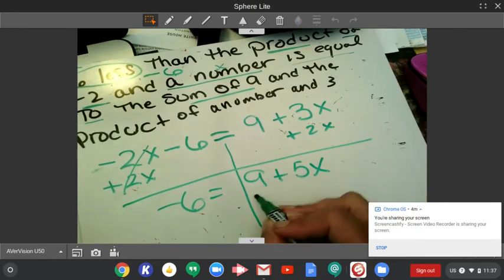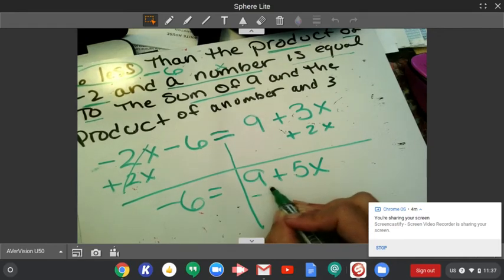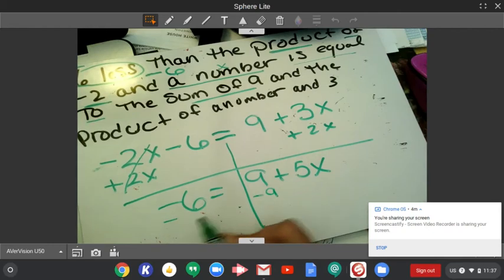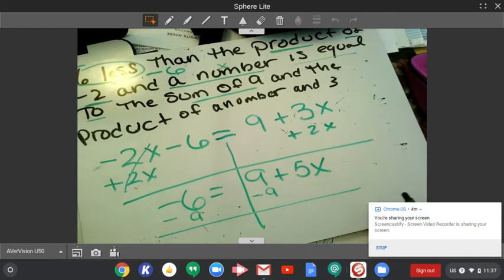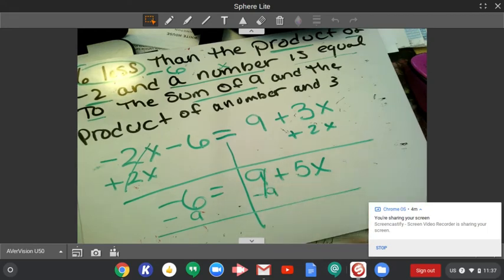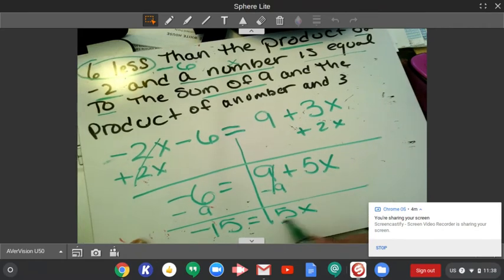Next step, I want to move the 9 away from the 5x so I can get it by itself. I'm going to subtract 9. Because there's no sign in front of the 9, it's a +9. That cancels out. I get -15 equals 5x. I am going to divide by 5.